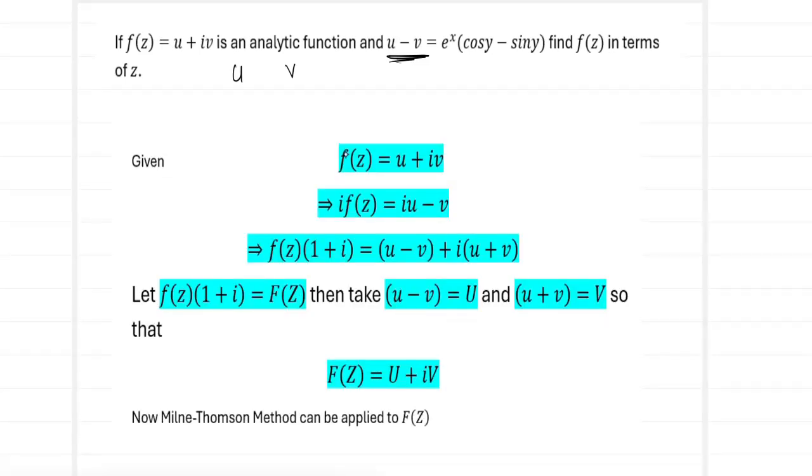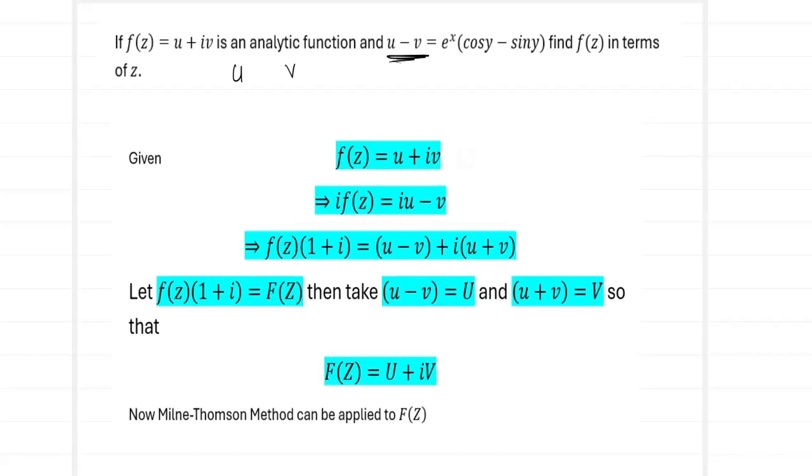Over here, what I am taking is f of z is going to be my given u plus iv. I am just multiplying this with i, so that i times f of z becomes iu, and i into i becomes minus 1, so this becomes minus v. Now I have an f of z and then I have an i times f of z. So what I am going to do is add these two quantities. When I add f of z plus i f of z, f of z can be taken outside, so that it leaves 1 plus i.